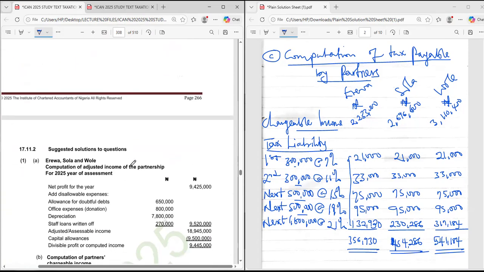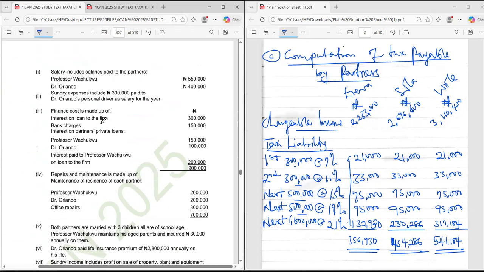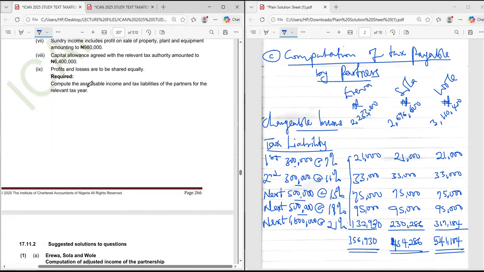Okay, this is the one for Woland and Associates. Please try these 3 as assignments: Professor Wachuku and Dr. Orlando. So try Woland. Compute assessable income and tax liability of the partners for the relevant tax year.